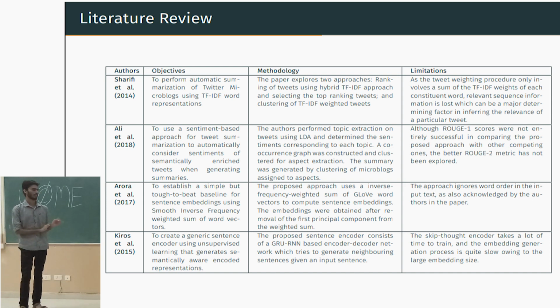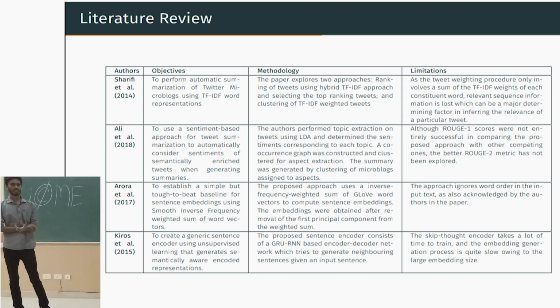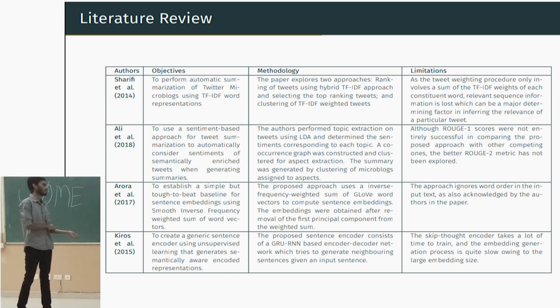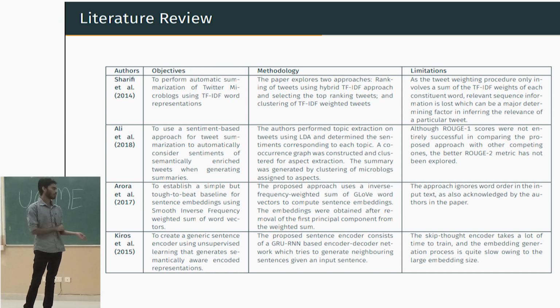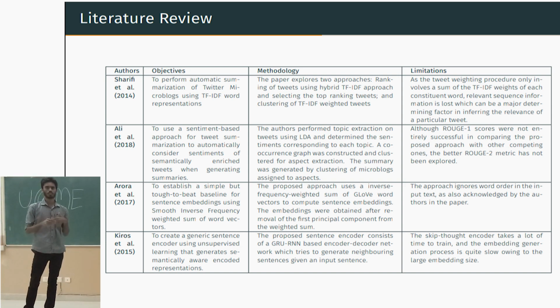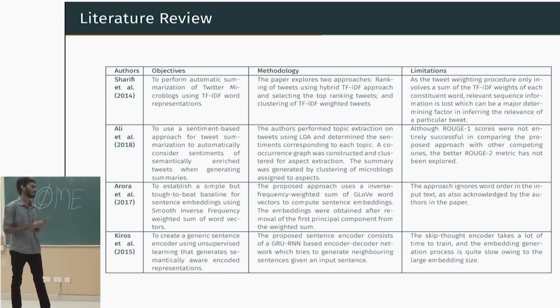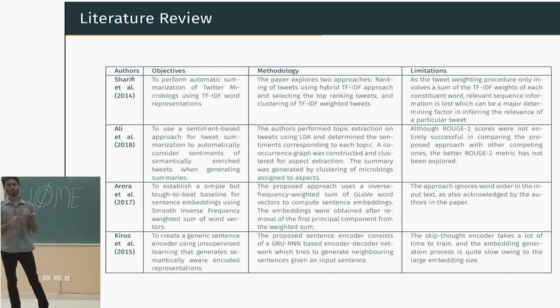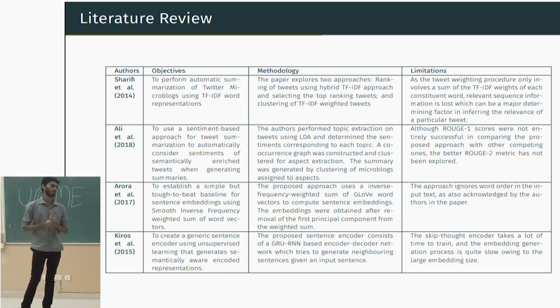The last paper was by Kiros and others in 2015. They aimed to create a generic sentence encoder that generated semantically aware sentence encodings given a sentence. The proposed approach consisted of an encoder-decoder network based on a gated recurrent unit, which tried to generate neighboring sentences given an input sentence. The limitation of this approach was that it took a lot of training time to train the encoder, and the prediction time wasn't so good. So this is not suitable for real-time generation of summaries.